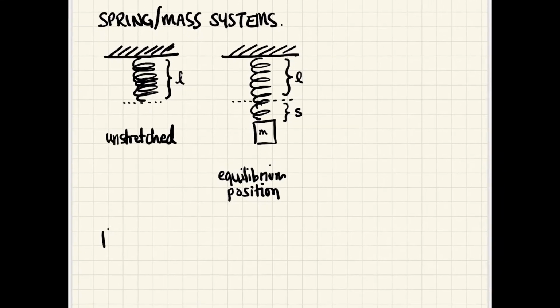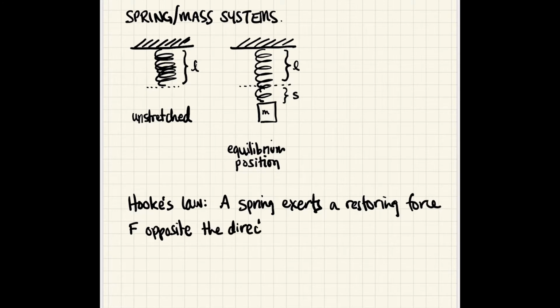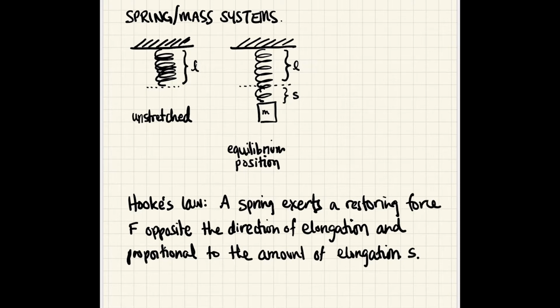So for this, we're going to need Hooke's law. Hooke's law says a spring exerts a restoring force, F, which is in the upward direction here, and that restoring force is proportional to the amount of elongation S. So if S is equal to 0, then the spring's not exerting any restoring force. But if we pull the mass down farther, then there's going to be a larger restoring force, proportional to the amount that we pulled down.